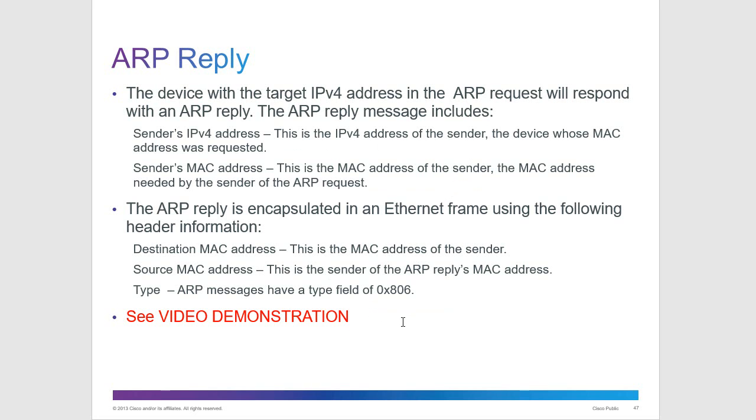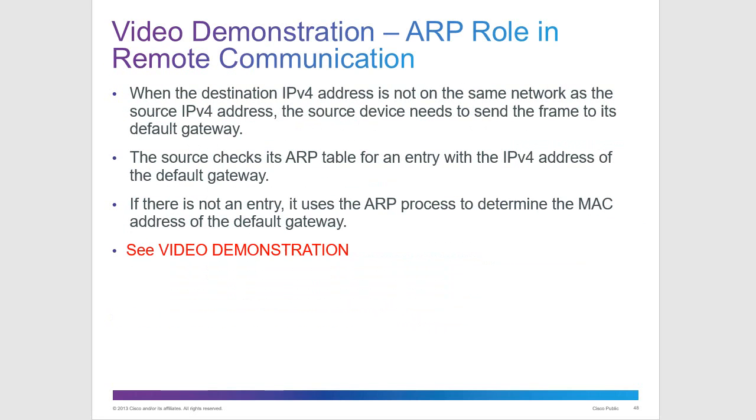Okay. The ARP reply is encapsulated in an Ethernet frame using the following header information. The destination MAC address is the MAC address of the initial sender. The source MAC address is the MAC address of the sender of the ARP reply, and the same ARP type is there. Okay, so you got that for the local network.